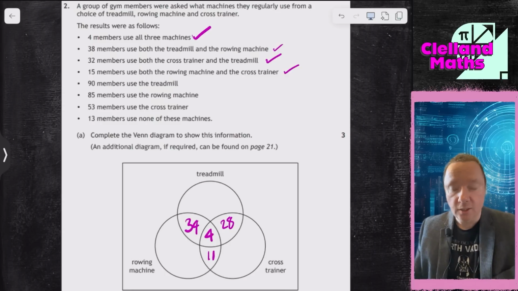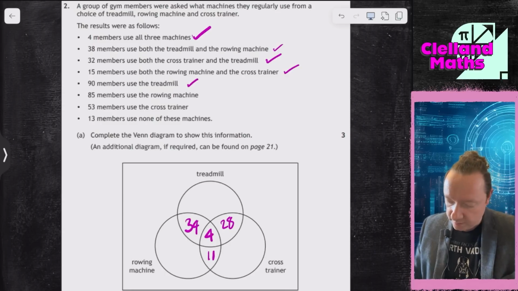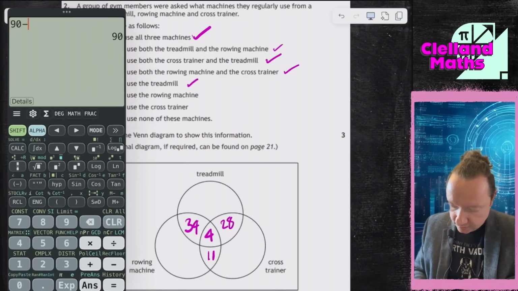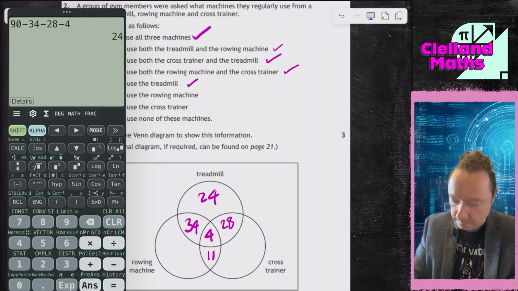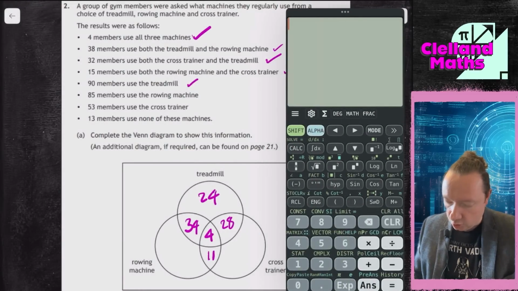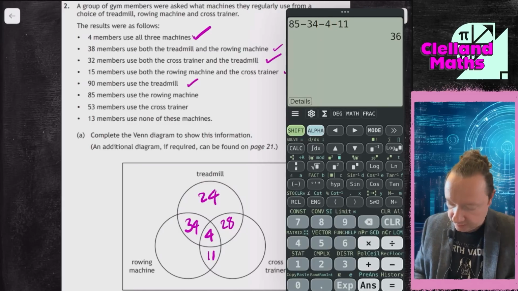Then we go on to our single boxes. 90 members use the treadmill, 90 in total though, so I need to take away. It's not 90 only use the treadmill. So 90 minus 34 minus 28 minus 4 leaves 24 left for the treadmill. 85 used the rowing machine. So again, for the rowing machine, you've already got these numbers in its circle. So it's 85 minus 34 minus 4 minus 11, leaving 36.